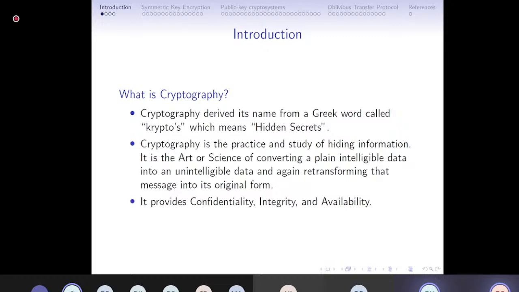Next one is integrity. Again, let us take an example. Suppose that a person A wants to send some information to the person B. In between, no one can modify or alter that information. That is called integrity. And third one is availability. Availability means the construction of a scheme or resource is always available to the legitimate user.